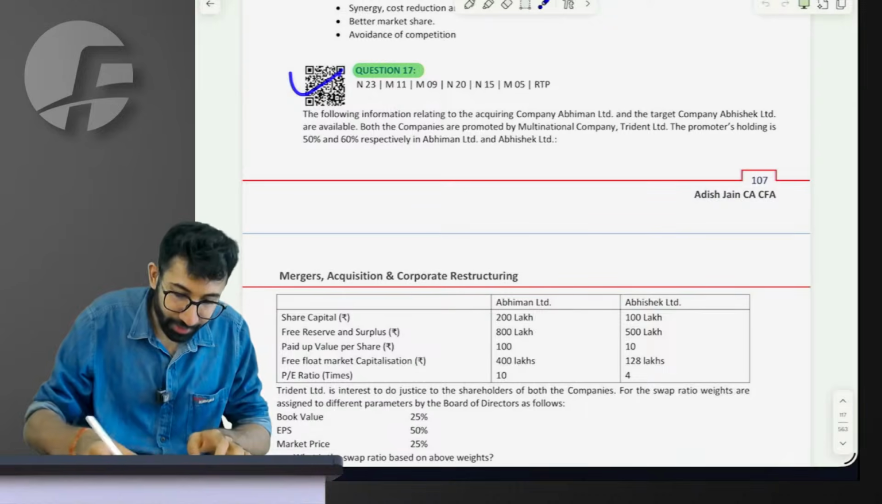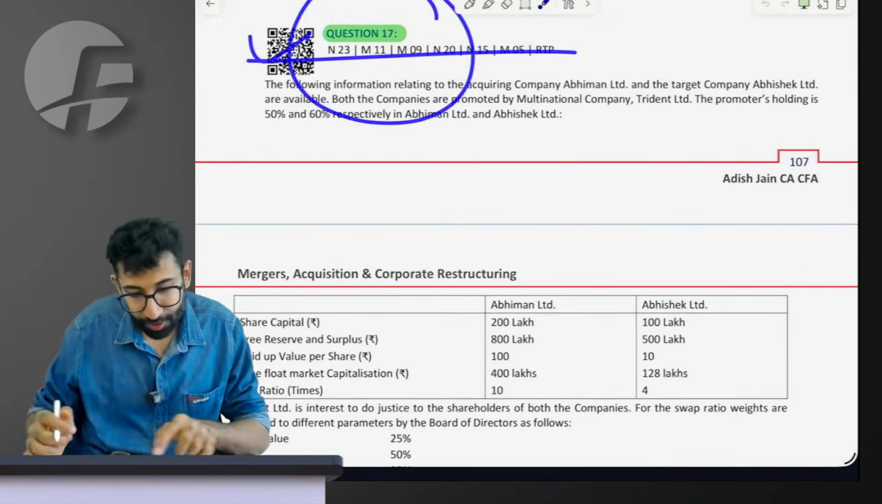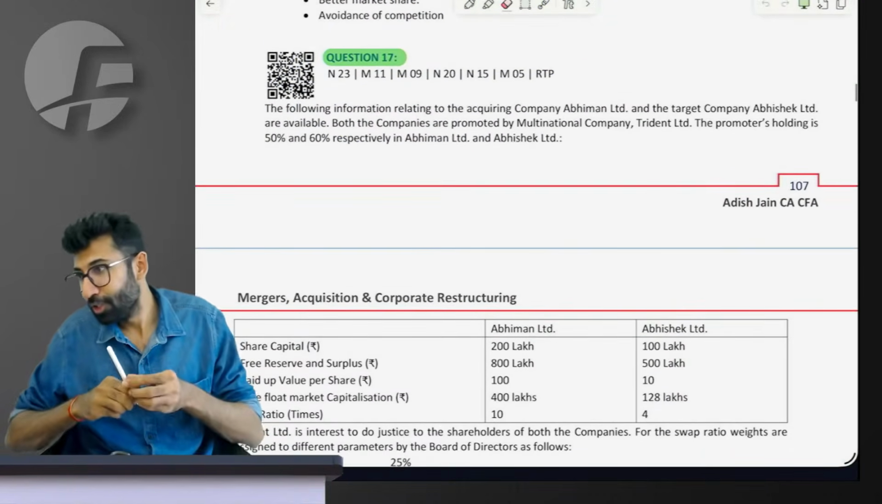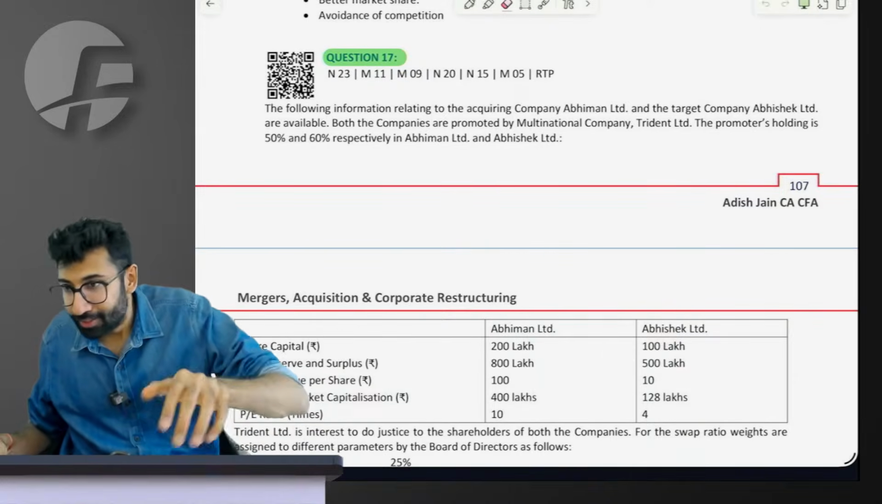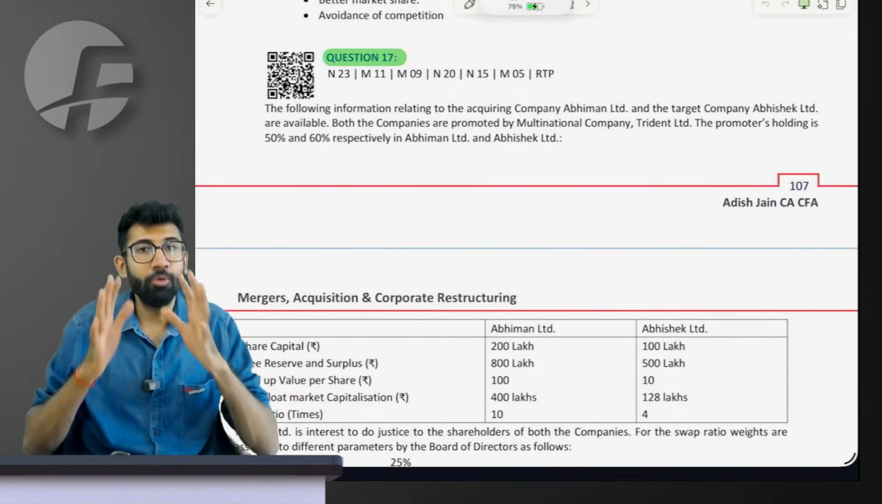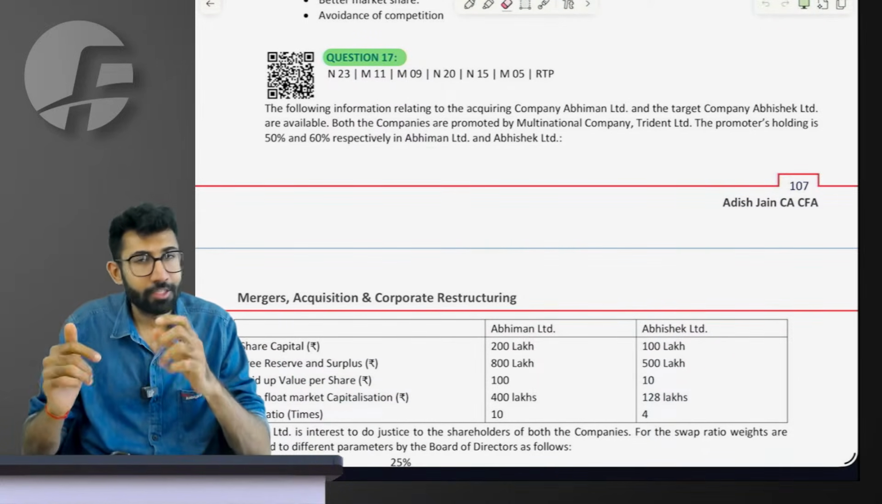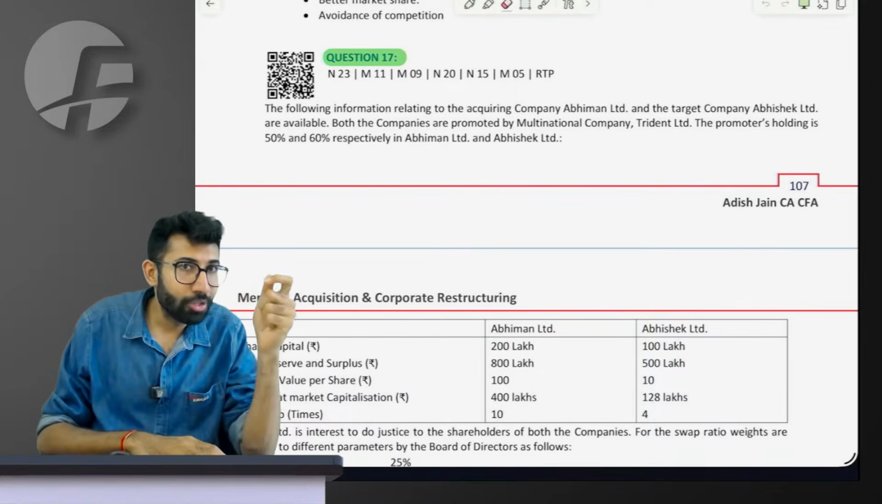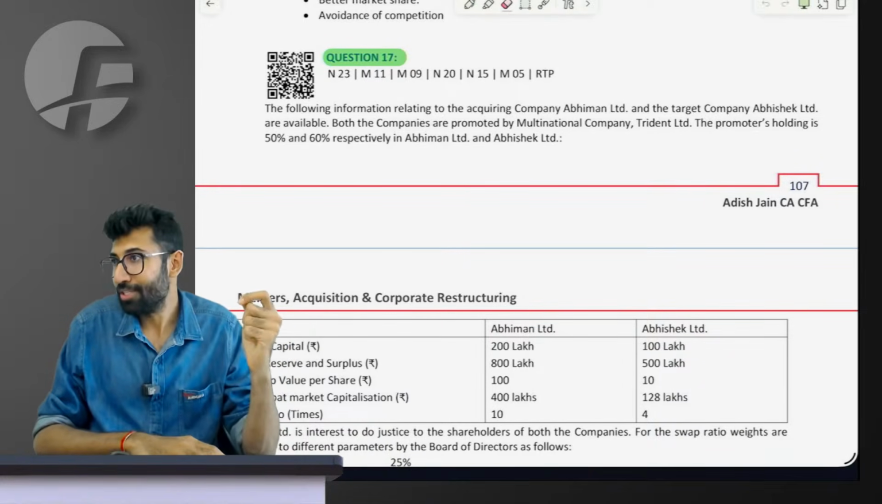Next question we do in the class is this question number 17, which is again a comprehensive question. Could you understand? Some questions we do entirely in the class, but some questions I feel if I tell you the point of learning of that question, it becomes easy.